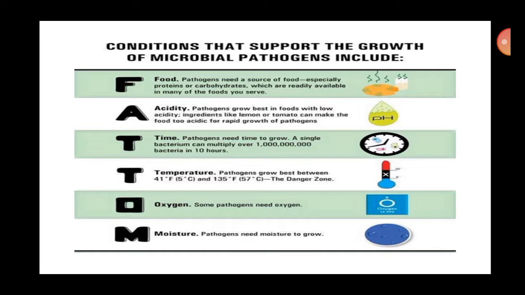The fifth one is oxygen. Some pathogens need oxygen because their methods of energy production and respiration depend on the transfer of electrons to oxygen. The last one is moisture. Pathogens need moisture to grow because they grow on foods with high moisture content such as chicken. And take note, FATTOM is a mnemonic device used in the food service industry to describe the six favorable conditions required for the growth of foodborne pathogens.